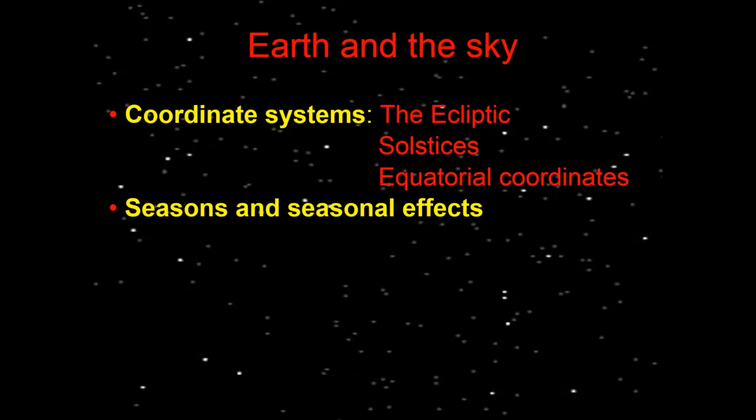So, we've already talked about one coordinate system, that being the altitude and azimuth system. Here we're going to make a few more definitions, and with those definitions give ourselves a second coordinate system that has a few advantages over the Altaz system we discussed in the previous lecture. We'll discuss the solstices and what they mean for the Earth, and equatorial coordinates, as I just said.